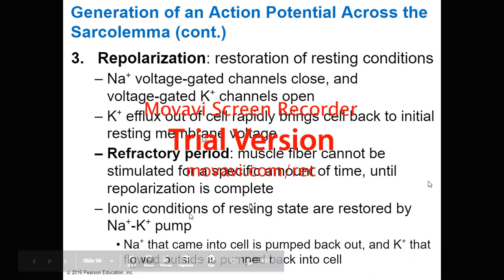And you have what's called the refractory period, in which the muscle fibers cannot be stimulated for a specific amount of time until the repolarization is complete. There will be a chart, a figure that we can show you, where you can visualize all these different levels and what's going on. Just understand that during this repolarization stage, there's a refractory period in which the muscle fiber cannot be stimulated until the repolarization is complete.